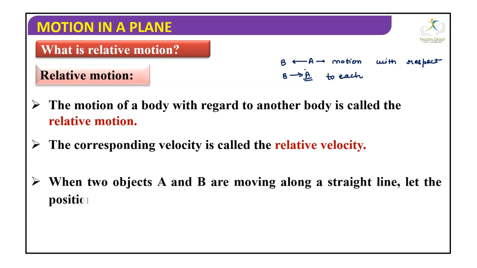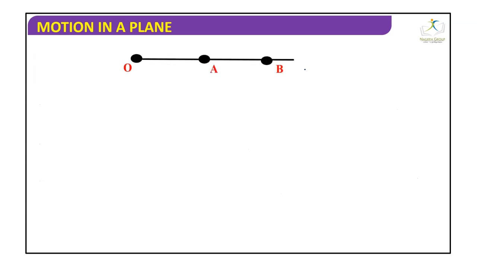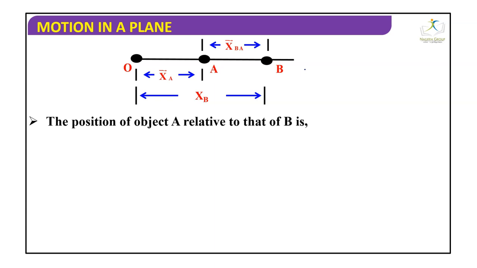When two objects like A and B are moving along a straight line, let the positions of particles A and B be XA and XB respectively at any time t from the origin O. The distance from A to B is vector XBA, and from the origin it will be XA. Similarly, for B to the origin, this will be XB. The position of object A relative to that of B is XAB equals XA minus XB.